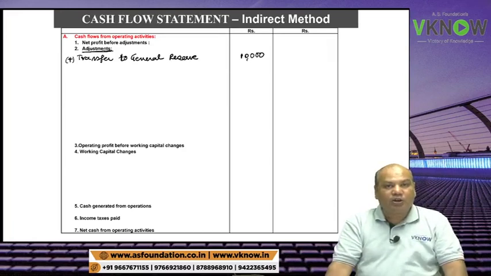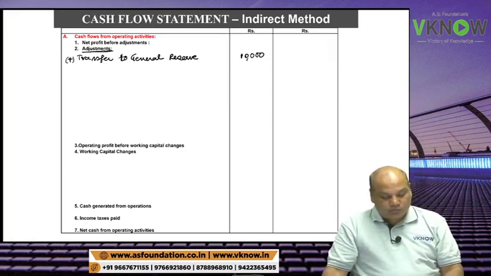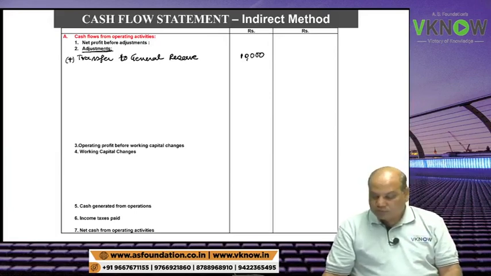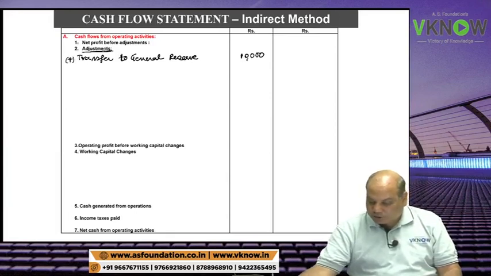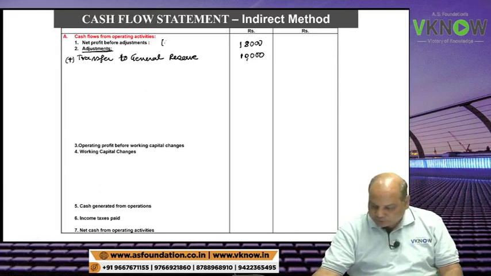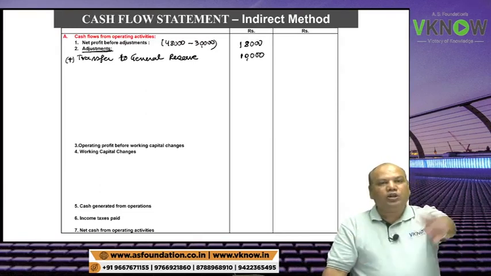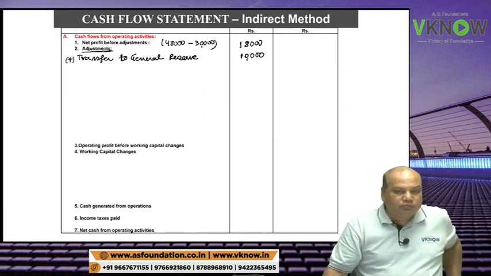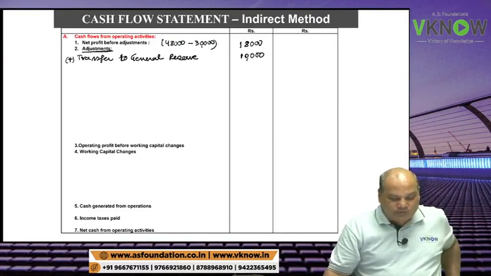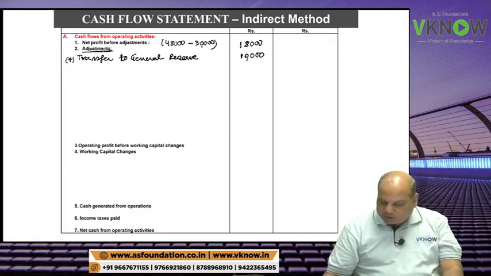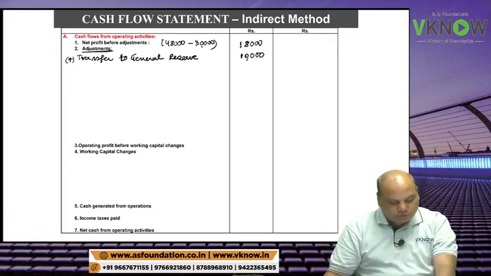Now the next line is P&L account. Opening is 30,000, closing is 48,000. So in the first line, net profit before adjustment, you write down 18,000, that is 48,000 minus opening 30,000. This 18,000 is after making all the adjustments in P&L account. Next item is sundry creditor. So student will now help me.